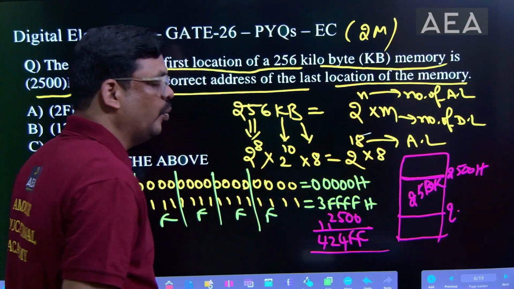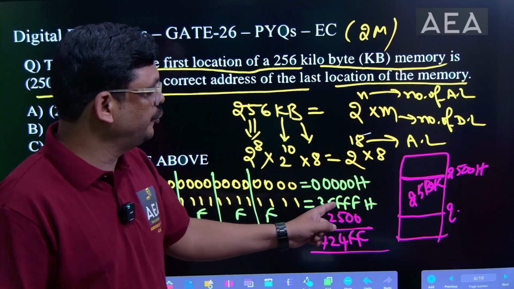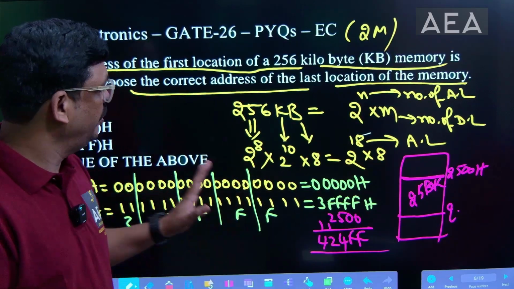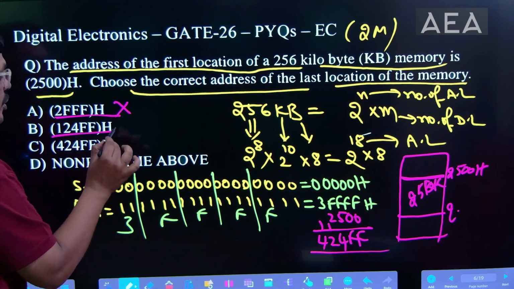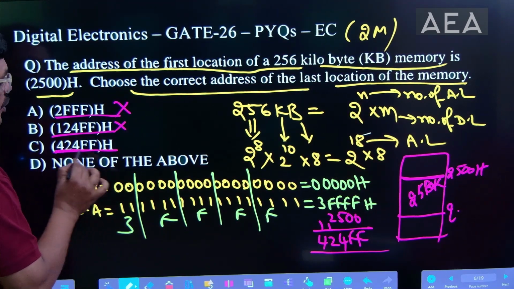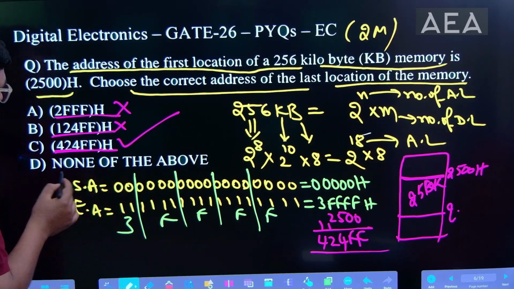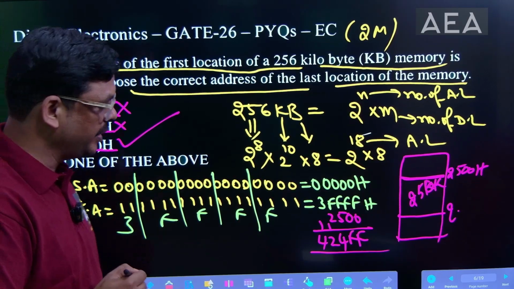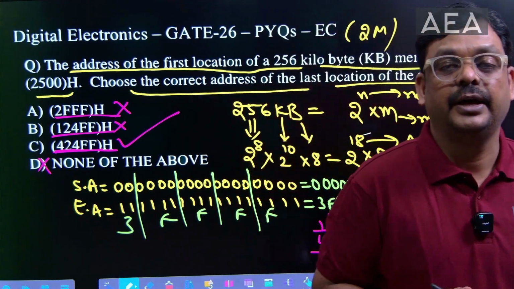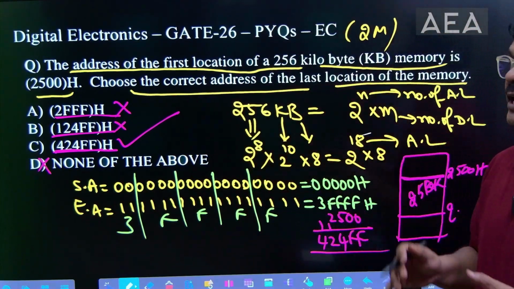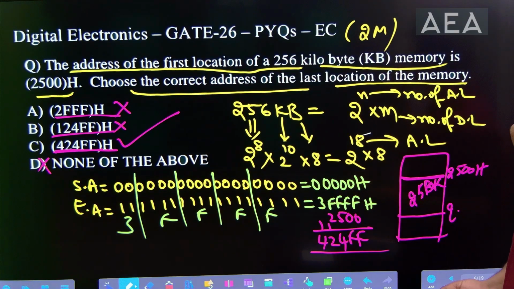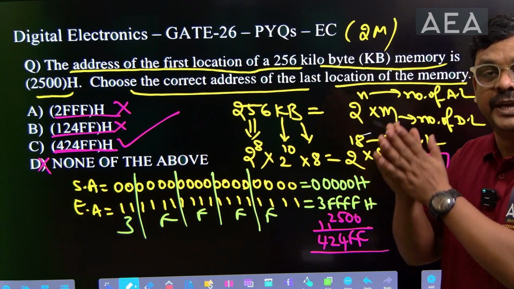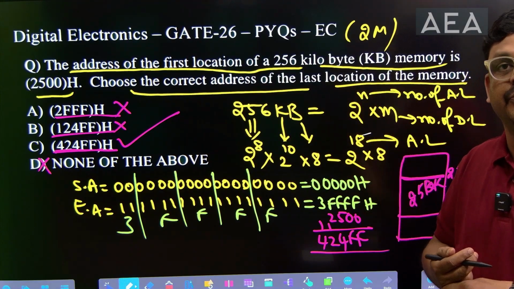Now finally, what is the ending address? 424FFH. So please go through the options here. 2FFH is there, so this one is wrong. 124 is wrong, and 424FFH comes under the correct answer, and this is also wrong. Now finally, we can find the starting address and ending address using this procedure, and this is also a very important concept. To understand this, you have to understand the semiconductor memories concept from the basics onwards.